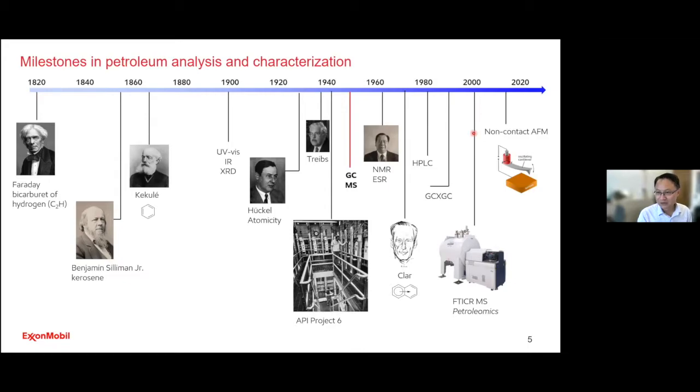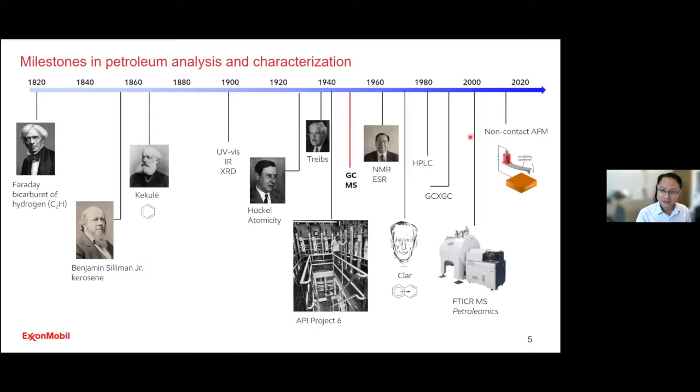One of the major milestones, about 2000, was FTICR, which became a very powerful tool. A lot of compounds' molecular formulas can be characterized. A new term came into play called petroleomics. And then more recently, nc-AFM is used to determine the structure. I'm going to talk about it. So this is just my personal biased view of the major events.